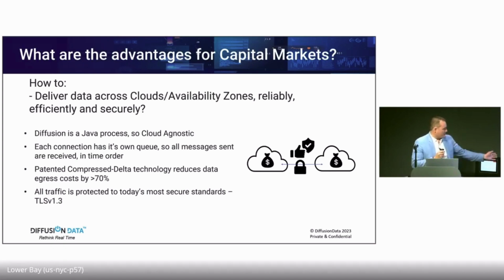I've mentioned previously our compressed delta technology, which is patented both in the US and the EU. And we are constantly seeing upwards of 70% reduction, given the texture of market data, as I've mentioned. All the activity is around the top of the book or the trades. So since we're only sending what has changed, we're seeing significant reduction in ingress and egress costs. And then finally, as I've mentioned as well, all publishing and consuming is encrypted to the most secure standard, TLS 1.3 today.